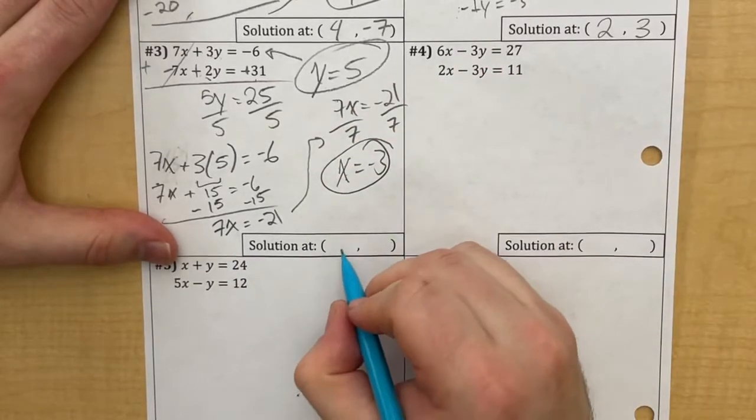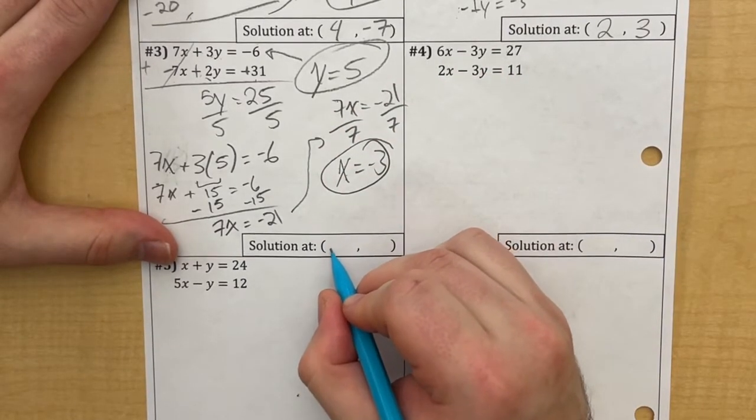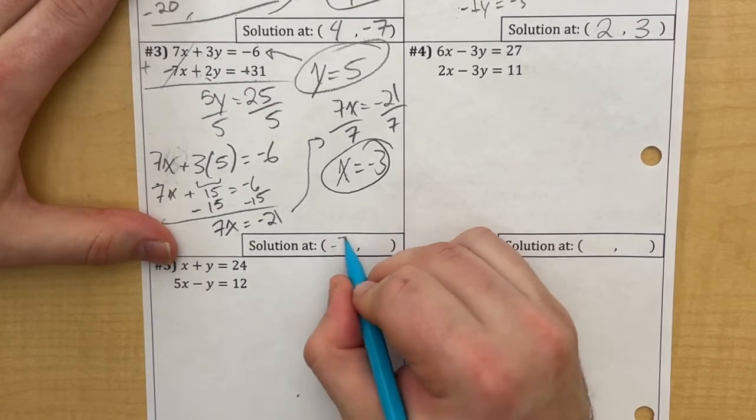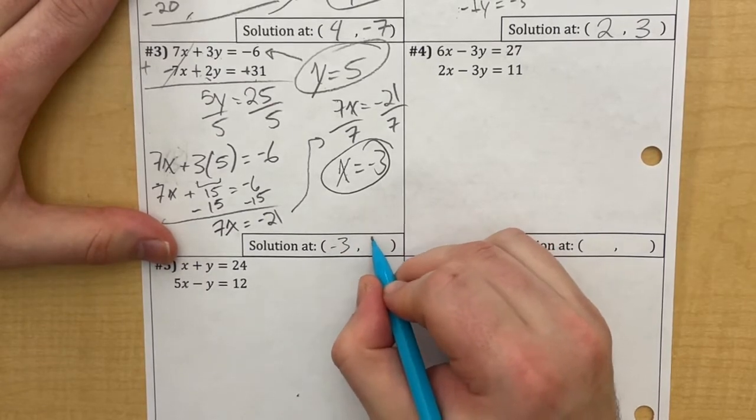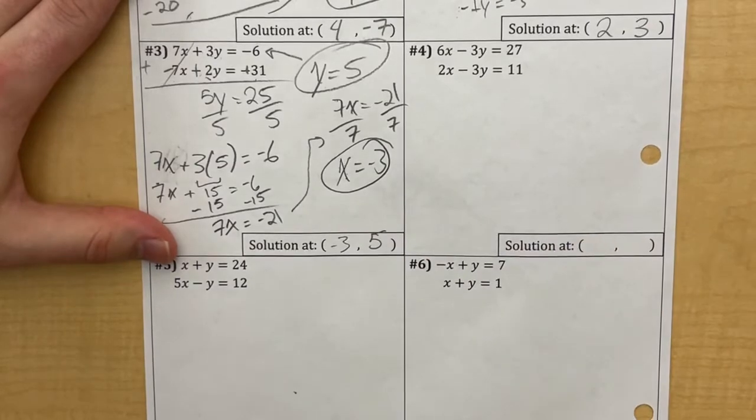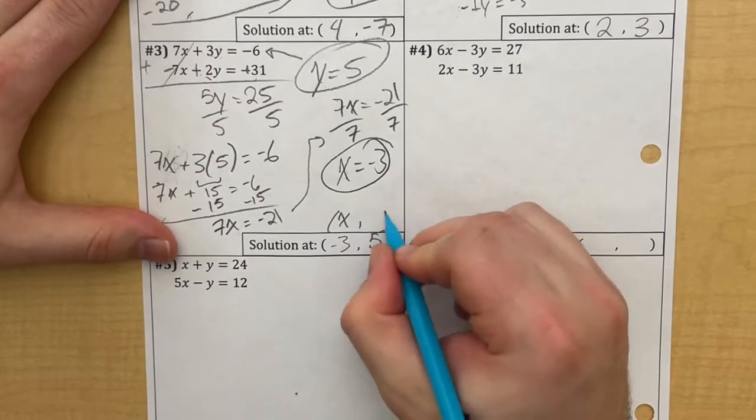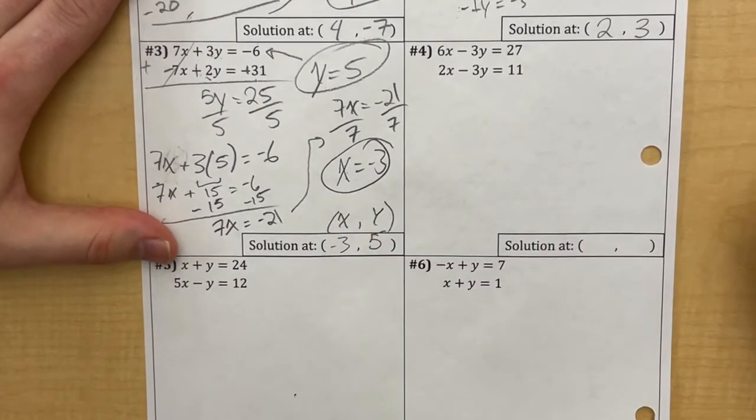Make sure you can plug those back into your solution. So I'm going to say negative 3 for my x value and positive 5 for my y value. You can always make sure you're writing it as an ordered pair, x and y.